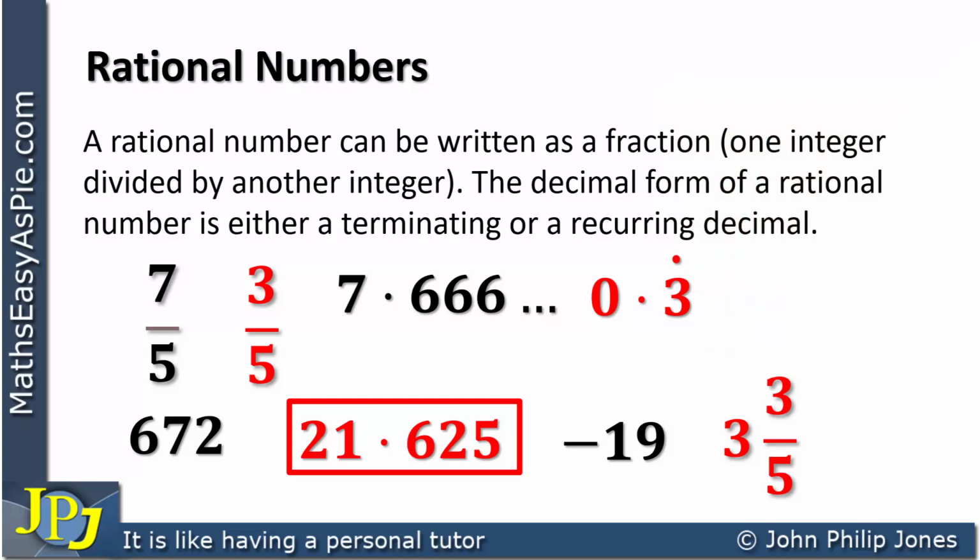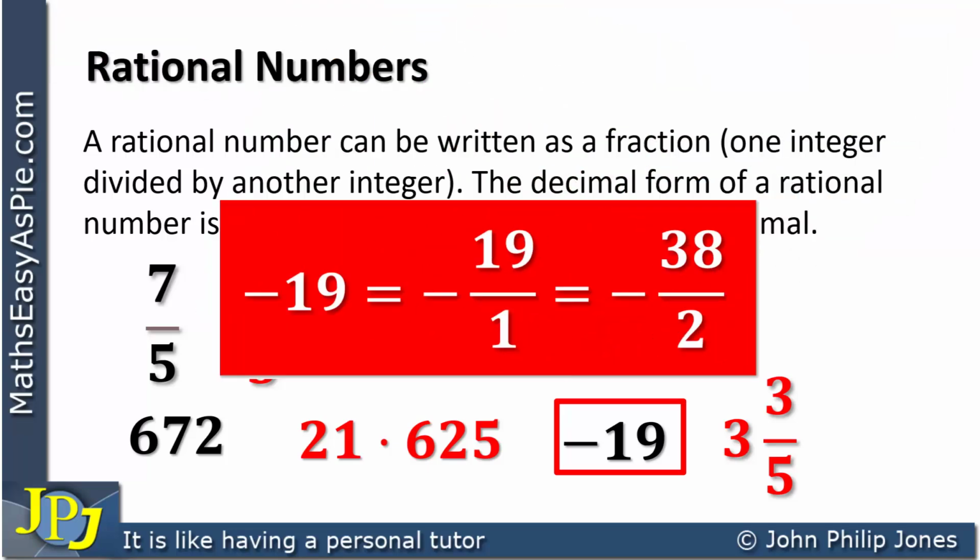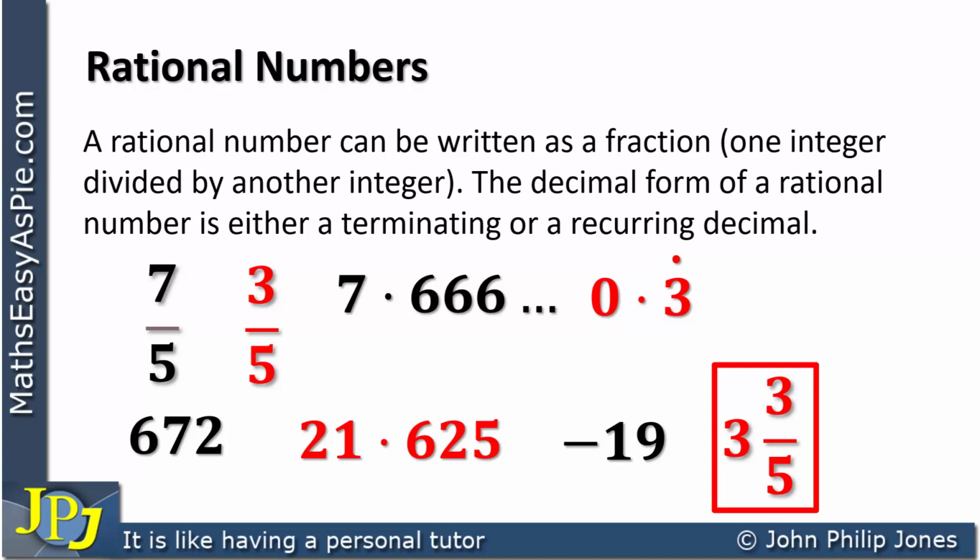What about this one here, 21.625? Well, we can see the 0.625 is terminating. There are no digits after the 5. Minus 19, that's rational, because you can easily write that as a fraction. 38 divided by 2, for example, would give you 19, and you just stick a minus in front to give you back the minus 19. This here, well, that's an example of a rational number, because we can see we got 3 and 3/5. And if you convert that to a decimal form, it would be 3.6. So all of the numbers in front of you are rational numbers.